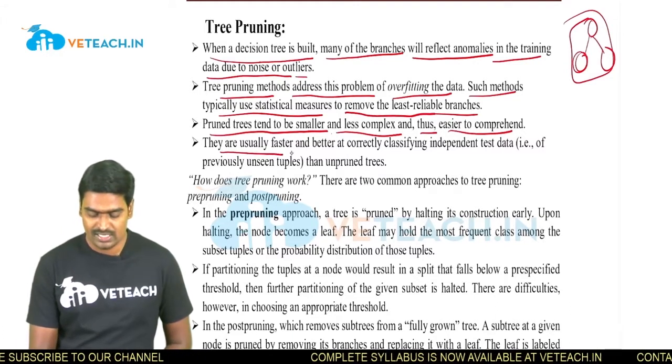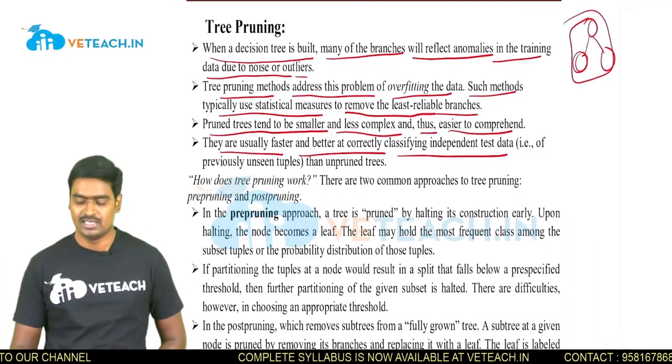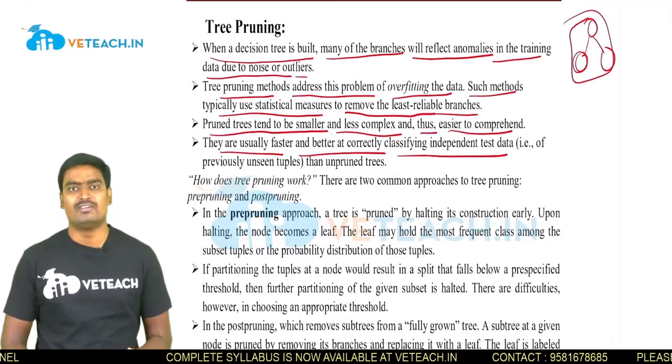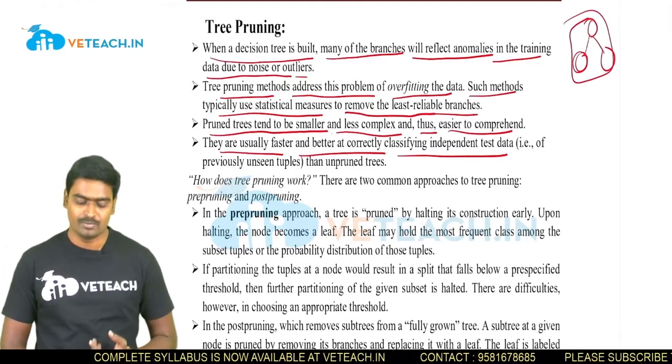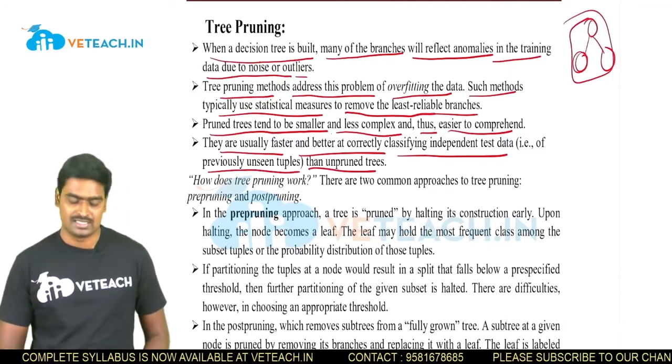So they are usually faster and better at correctly classifying independent test data. Whenever the data is split into smaller groups, we can easily find the correct solution for the existing problem. This applies to previously unseen tuples, compared with unpruned trees.